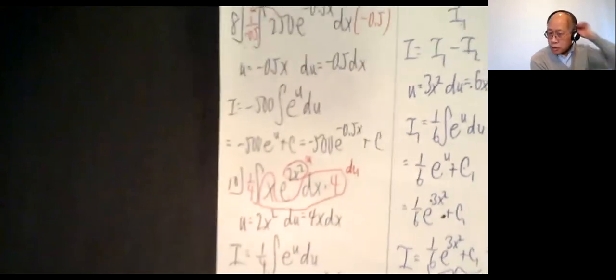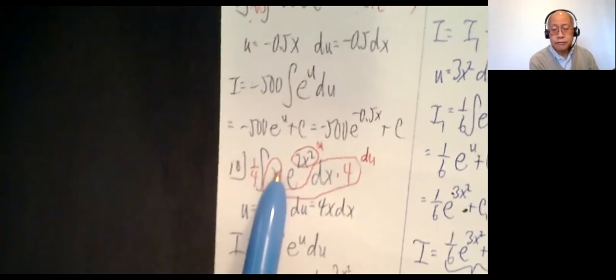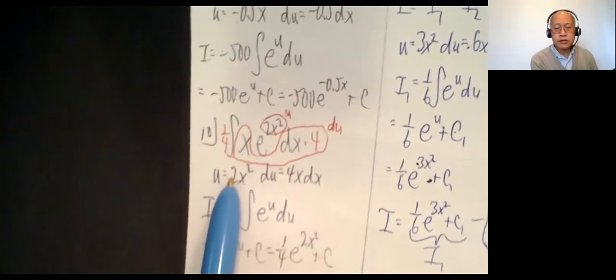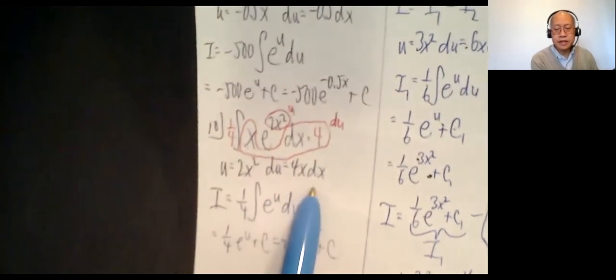Okay, again, what you normally look for is an exponent which is 1 higher than another. This is degree 2, this is degree 1, right? So that tells you, let that be u. The derivative is going to be something involving that. Okay, so u equals 2x squared. That way, the next step, it'll be e to the u. 2x squared. Du is 4x dx.